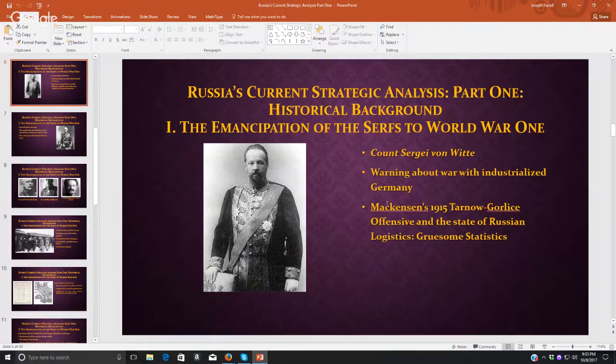about the Tarnów-Gorlice offensive the German Field Marshal Mackensen mounted in the spring of 1915. This offensive was supposed to have been a local offensive merely to relieve the pressure on Russian lines, but it was so successful the Russian lines began to collapse very, very quickly, and largely it was due again to the poor state of Russian logistics.